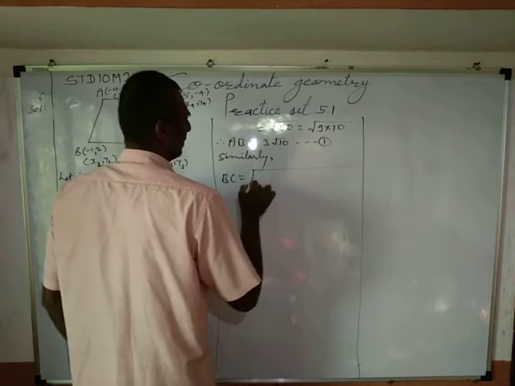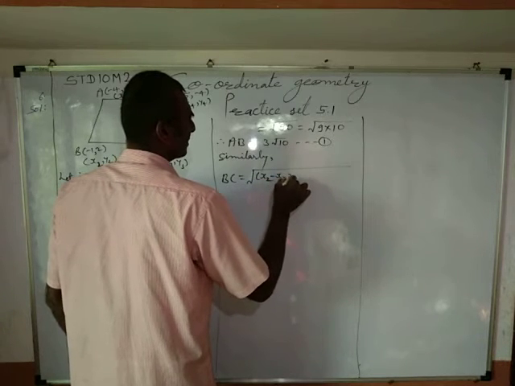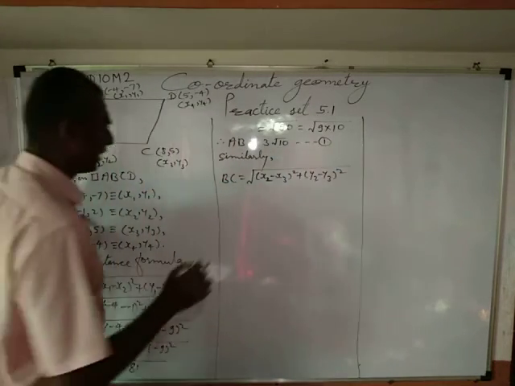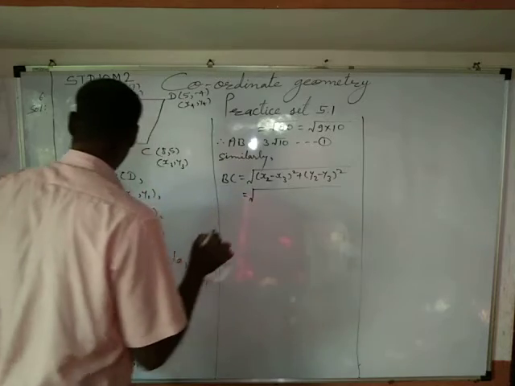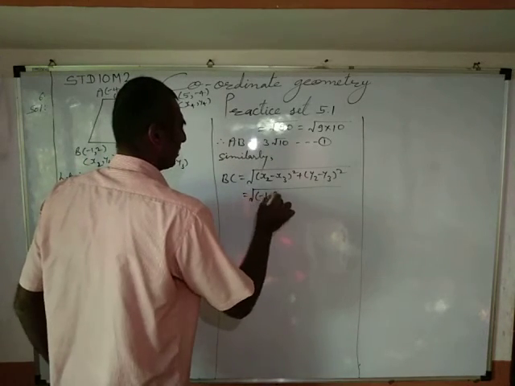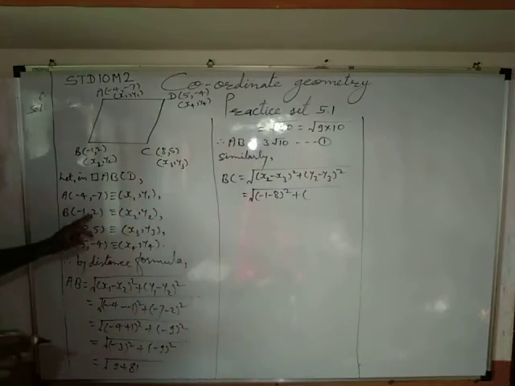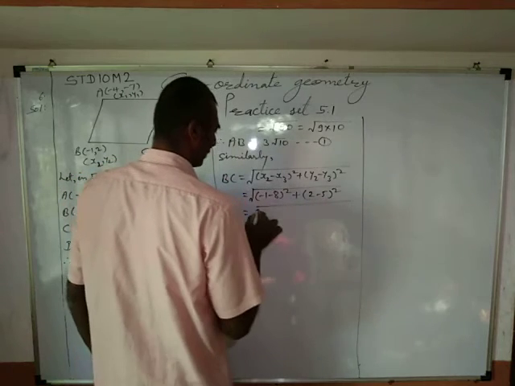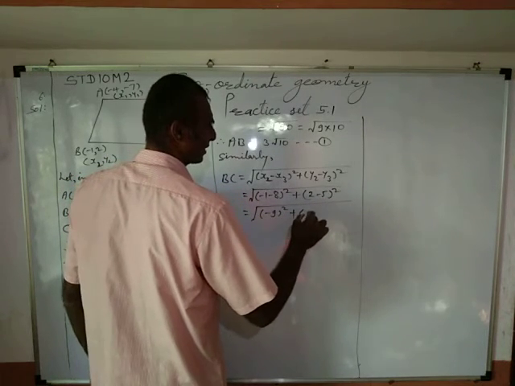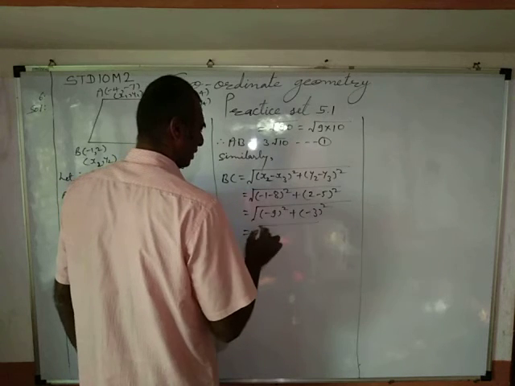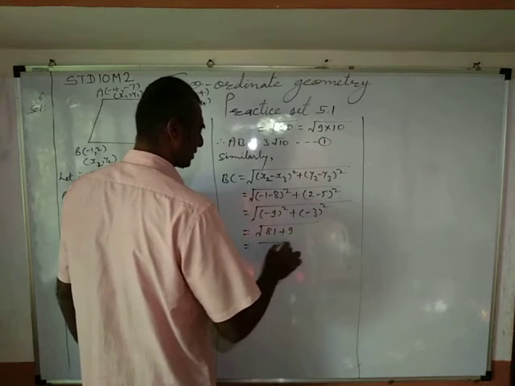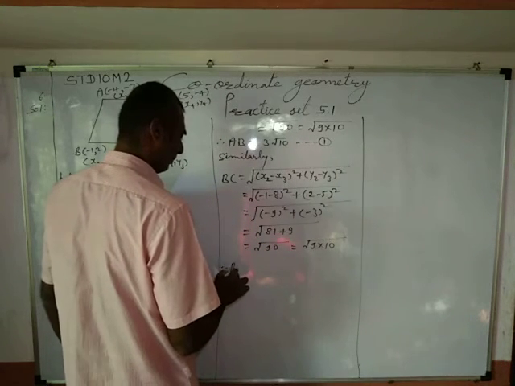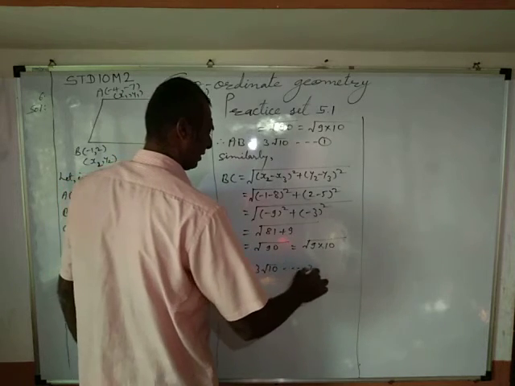Similarly, BC equals under root (x2 minus x3) square plus (y2 minus y3) square, equals under root (minus 1 minus 8) square plus (2 minus 5) square, equals under root (minus 9) square plus (minus 3) square equals root of 81 plus 9 equals root of 90 equals root of 9 into 10, and therefore BC equals 3 root 10. Equation second.